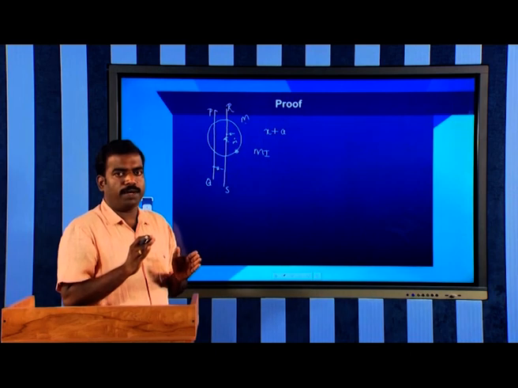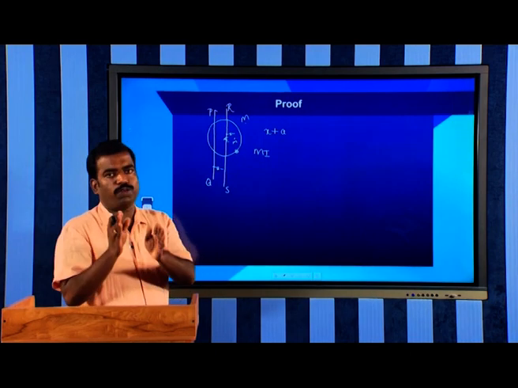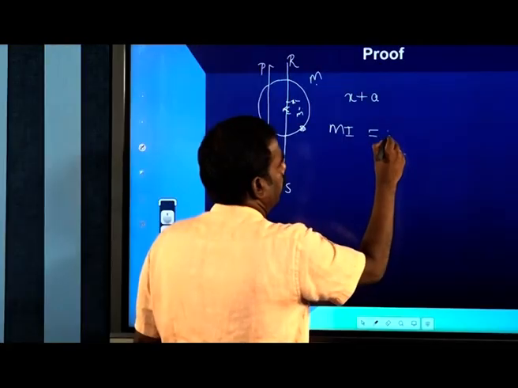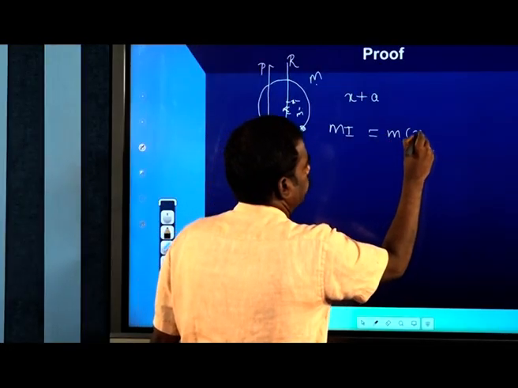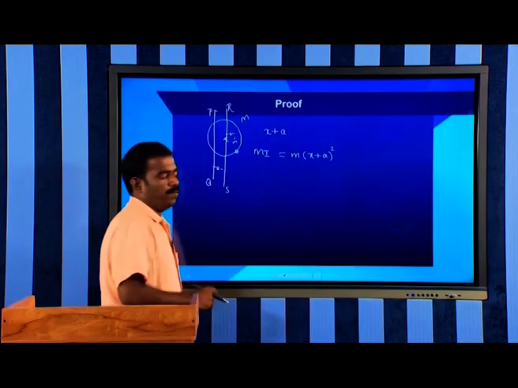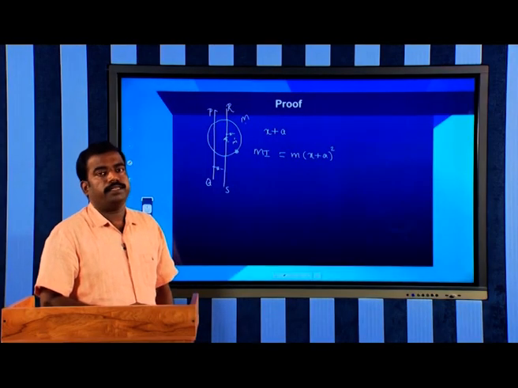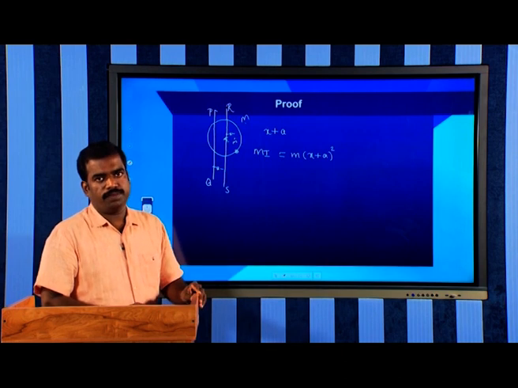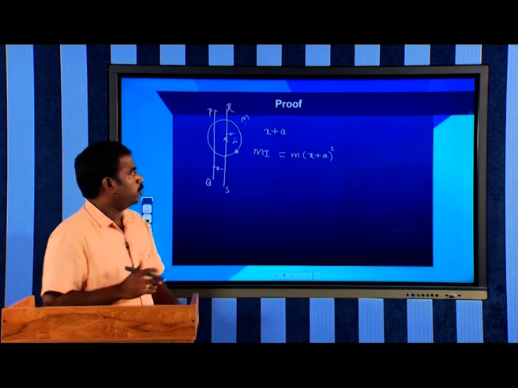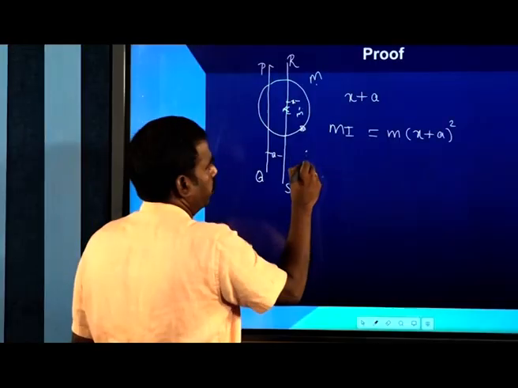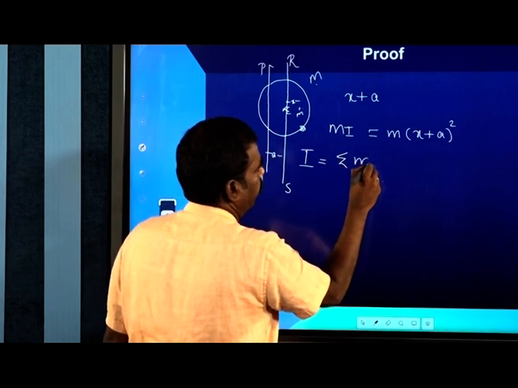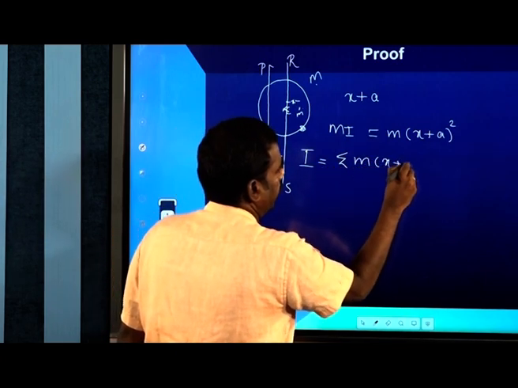Moment of inertia is nothing but the product of mass and square of the distance from the axis. So, it is equal to what? m into x plus A, which is the distance, the square. Imagine the body is made up of a large number of similar particles of mass m. So, moment of inertia of the whole body I is given by sigma m into (x plus A) whole square.